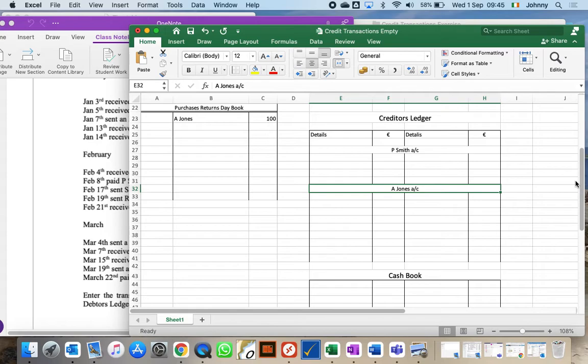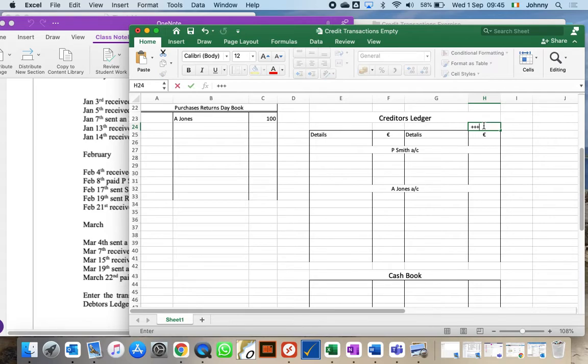I owe P. Smith money. Liability. Okay? Now, according to the bookkeeping key, this is just to get us used to using the bookkeeping key. When you looked at the bookkeeping key, liabilities was in which column? Credit or debit? Credit. Okay? So therefore, the credit side of a liability account is the plus side.